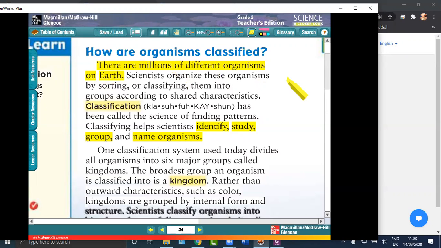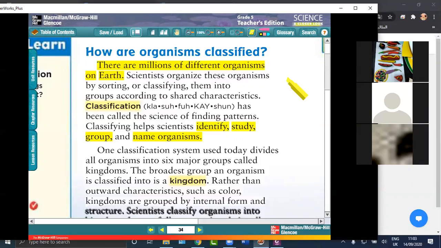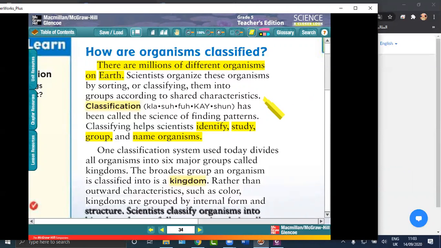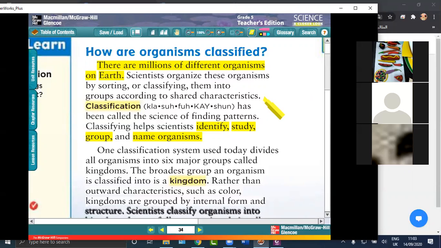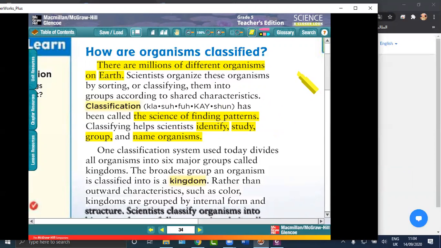This vocabulary is called classification. Now who can define classification? Me, Mister. Yes? Classification has been called the science of finding patterns. Yes, excellent, perfect. You did excellent. The science of finding patterns.